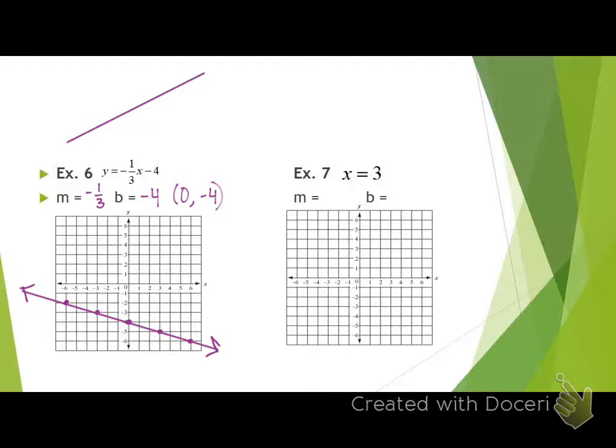Okay, example 7 is an even more special situation. It doesn't have a slope. I sort of agree with that. Slope is 0, 0, right? Can we divide by 0? Nope.